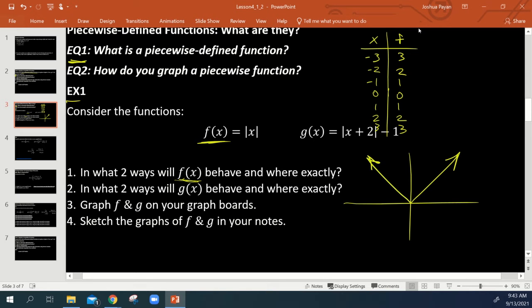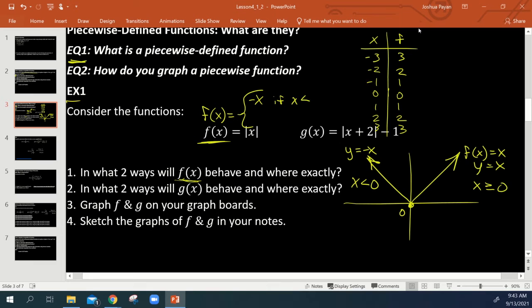It behaves like f of x equals x, or y equals x on the one side here, when x is greater than or equal to 0. And it behaves like y equals -x, right? Because we have a negative slope coming down. It behaves like y equals -x when x is less than 0. And the way that looks is we could say that f of x is equal to -x if x is less than 0, and then it behaves like positive x if x is greater than or equal to 0.